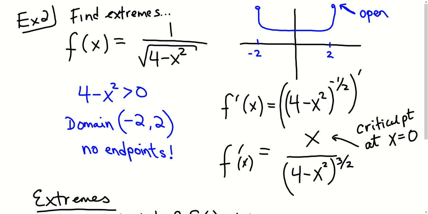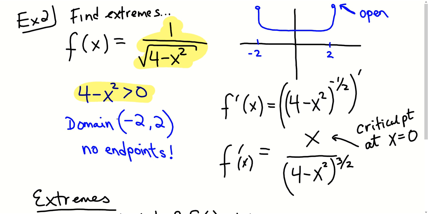Let's check out another example, a little bit tougher. We have the function a little bit more complicated: 1 over the square root of 4 minus x squared. We want to make sure of the domain. So when we're dividing, we can't divide by 0, and we need to make sure that the square root is not a negative number.